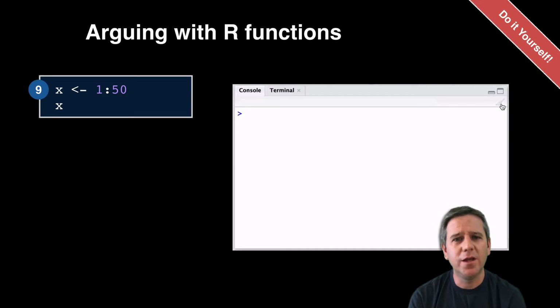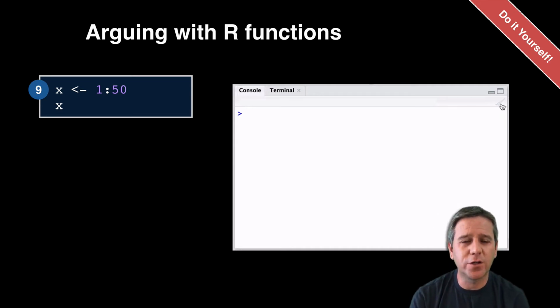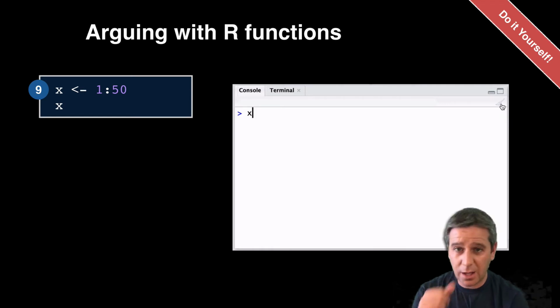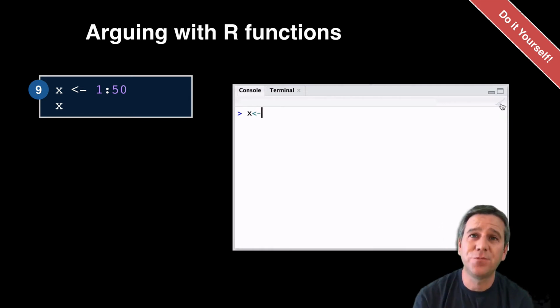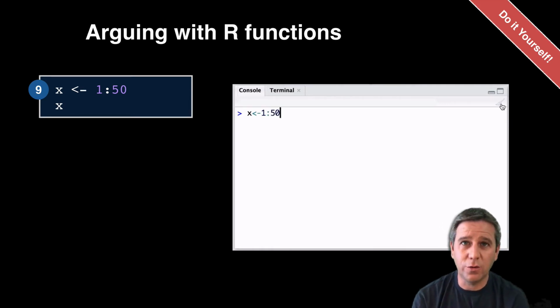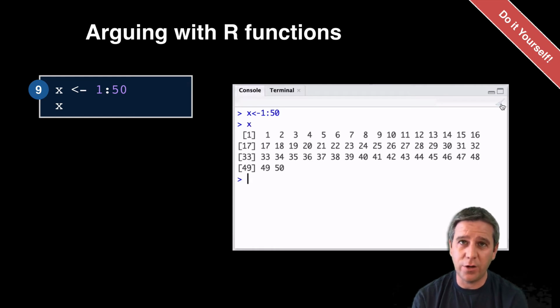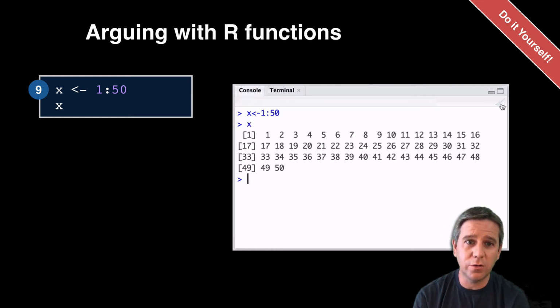So let's move on. Let's create our first R object or variable here. We're going to call it x, and I'm going to give it the values 1 to 50 as shown here, and I'm going to then print out the values of x. So I'm going to type here x <- 1:50, so then I print out x, and I see that it's got these values 1, 2, 3, 4, etc. consecutively all the way to 49, 50.